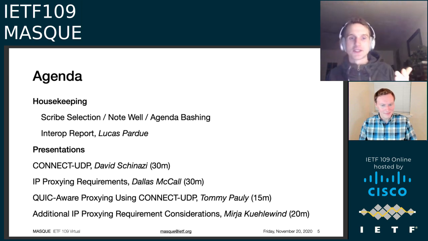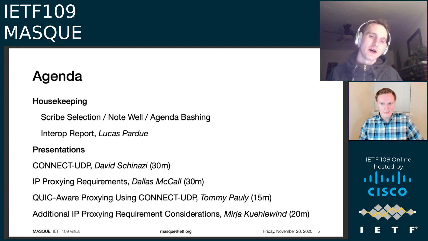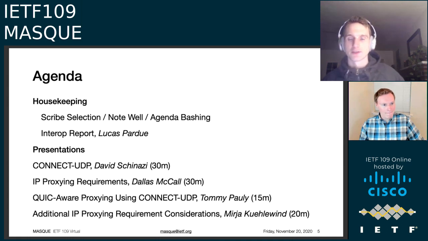So we have a couple of presentations on deck today. Connect UDP from David, IP proxying requirements from Dallas, QUIC web proxying from Tommy, and some additional IP proxying requirements from Miria. We also have an update on the interop that happened last week that Lucas is going to present. Before going into this any further, I want to pause briefly to ask if anyone wants to bash the agenda or make any adjustments.